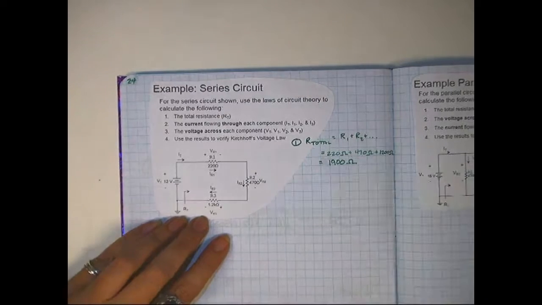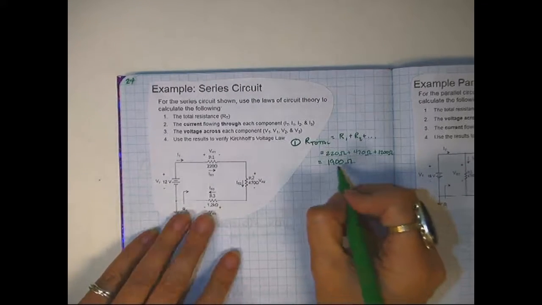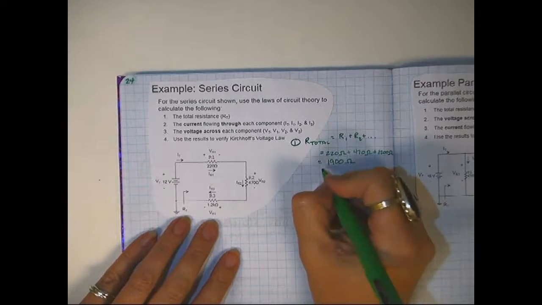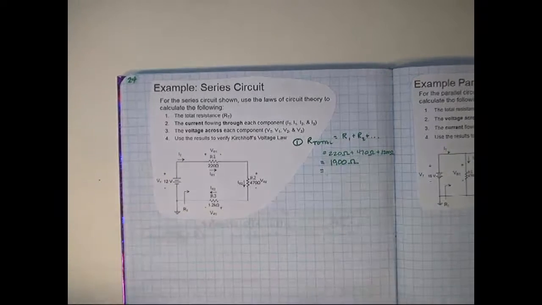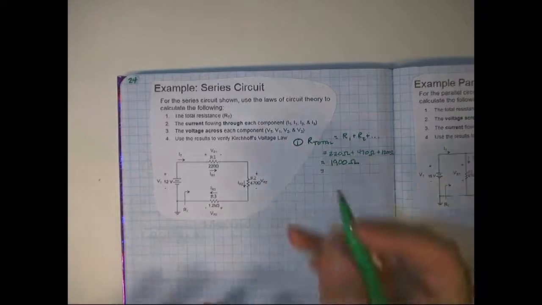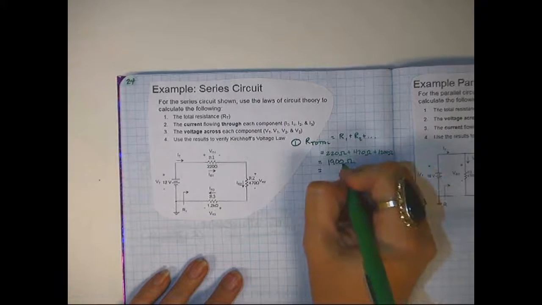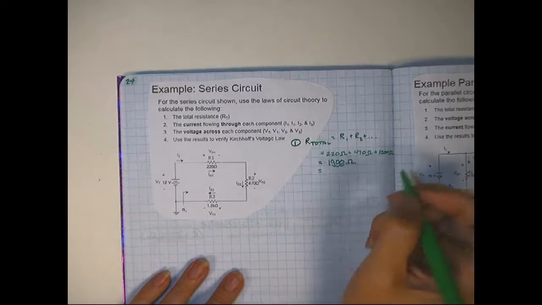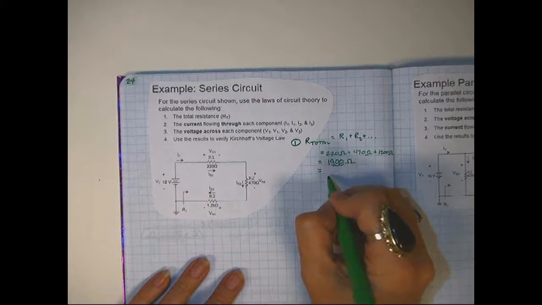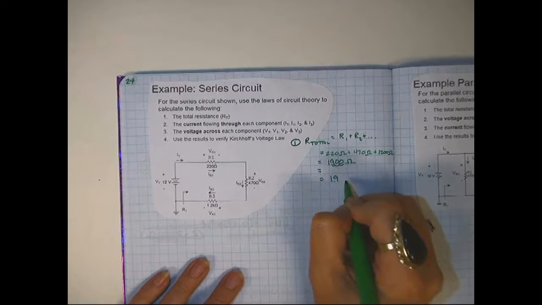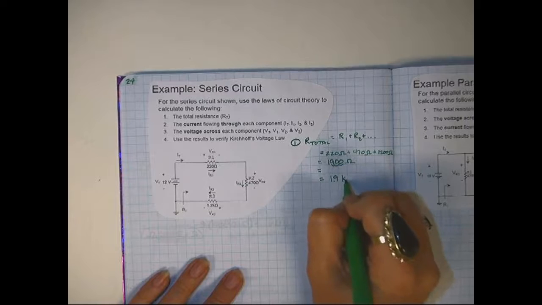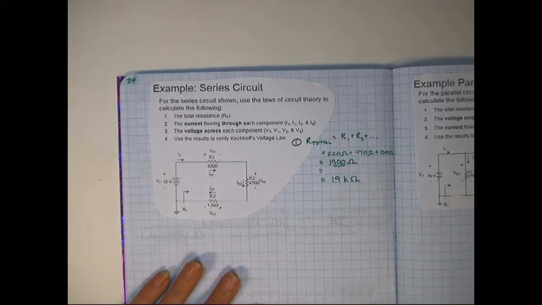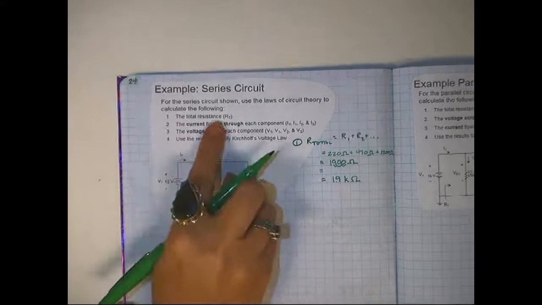Then, because 1900, we know how easy it is to mess up these zeros, electricians really like to change things over to either kilo or milli. So this we're going to change over by moving it 3 places over. We're going to change it over to kilo ohms. So this should be 1.9 kilo ohms. That was part 1, find the total resistance.